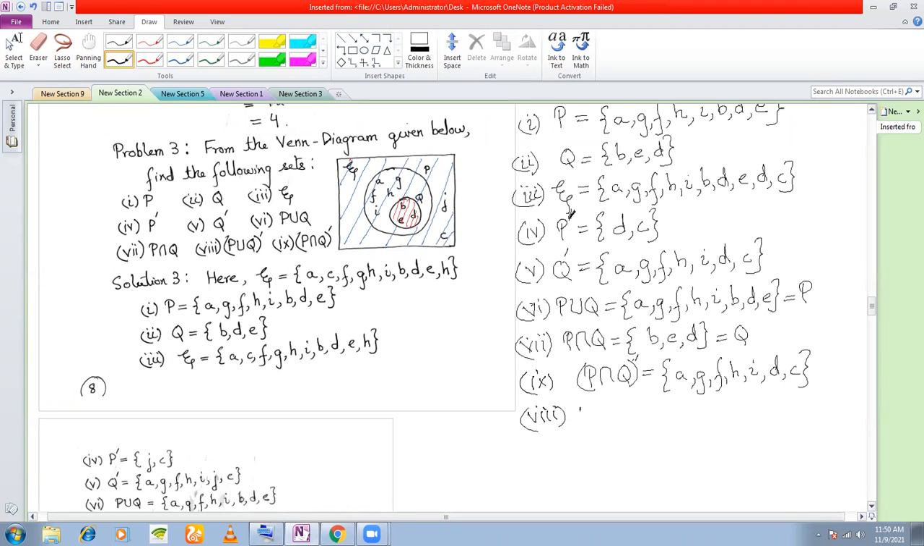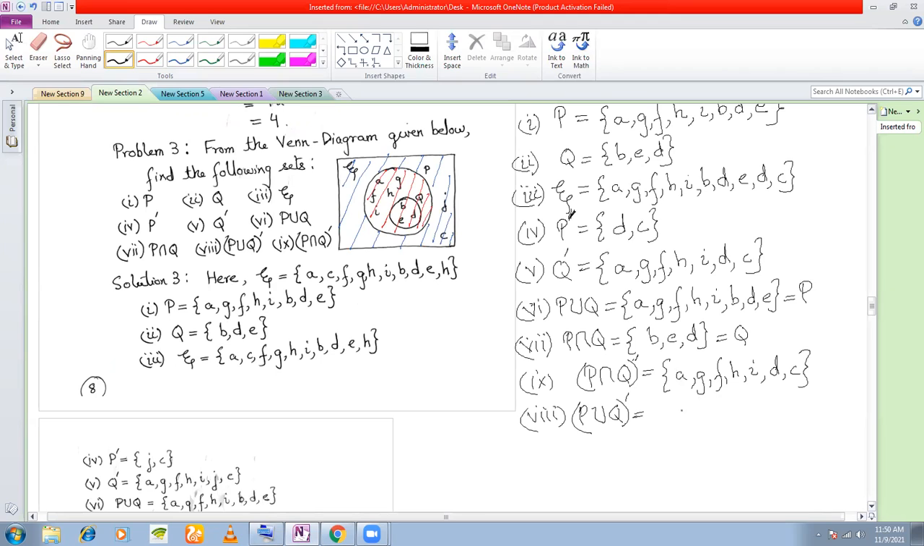This is P union Q complement. Okay, P union Q complement. Which one is it? First of all, which one is P union Q? This one is P union Q. Right? So P union Q complement will be which one? Whatever is outside P union Q. So this that I'm shading in blue will be your P union Q complement.